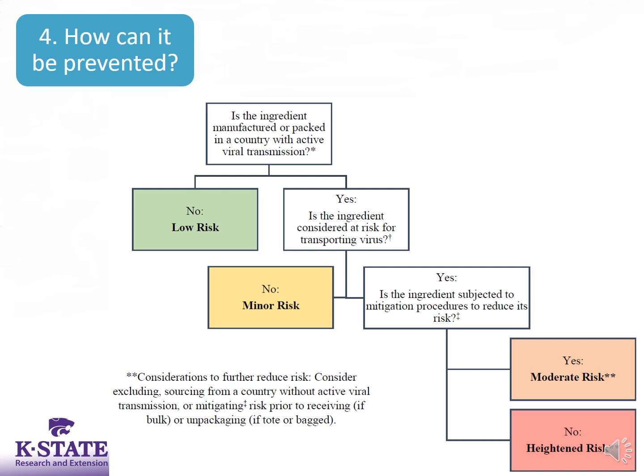As we consider this, we will turn to a decision tree that was published by the Swine Health Information Center. This decision tree helps us make decisions about specific feed or ingredients that are from various countries and helps us determine if they are low risk, a minor risk, a moderate or heightened risk. As we look at these different ingredients, we know that those from the countries that have circulating disease would have higher risk than those countries that do not have circulating disease.